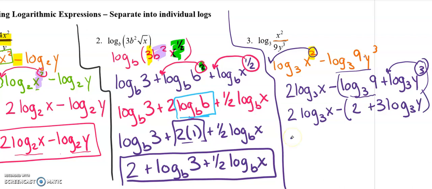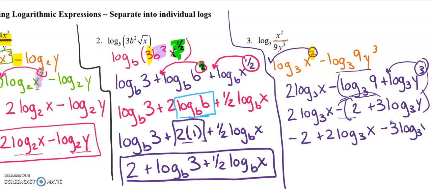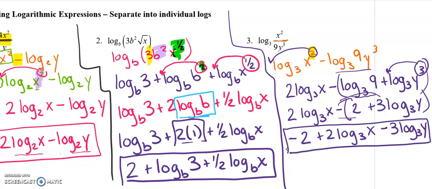Distribute that negative through. I'm going to start off with the negative 2 here. Just put it out front. I don't really know why. 2 log base 3 of x minus, don't forget you have to distribute that negative, minus 3 log base 3 of y. And now we've got those separated into log of x and log of y. And again, the base stays the same the whole way through.